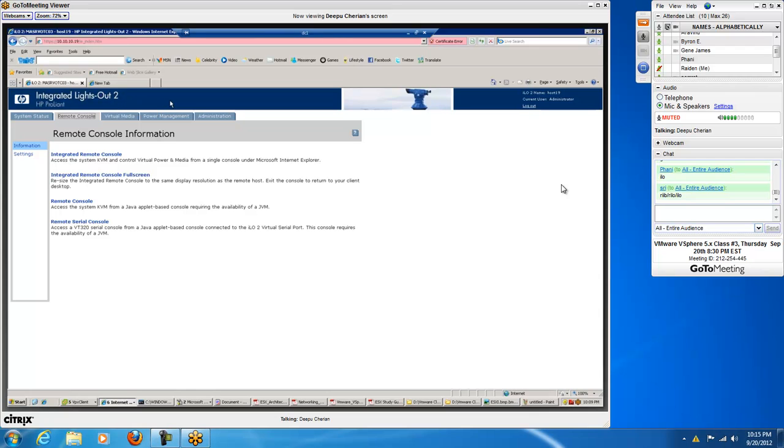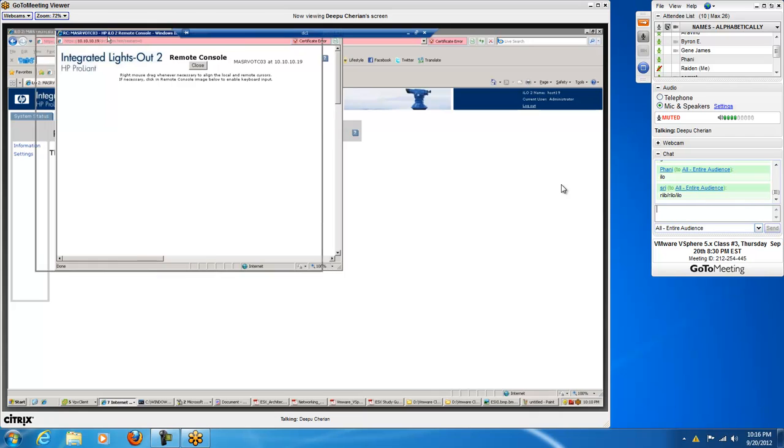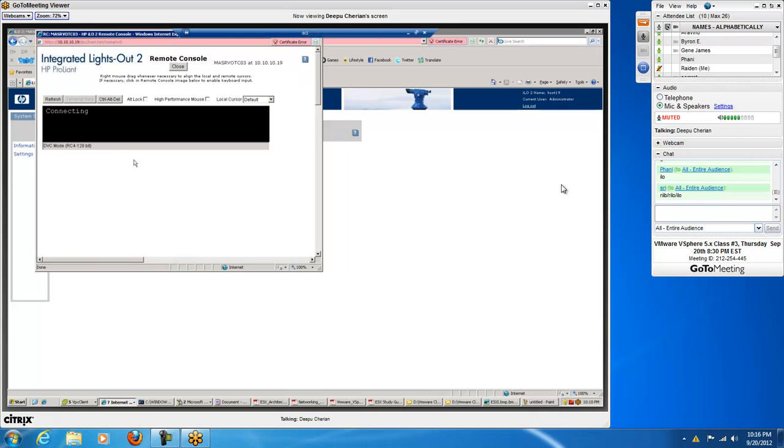This feature started with ILO 2 onward. This should work, but I'm seeing that there is some flickering. That's my IE problem, I think. Anyway, I'm going to go through the service console, remote console here. You can see that this is the console. This is exactly your monitor. There is no video. The server is currently powered off.